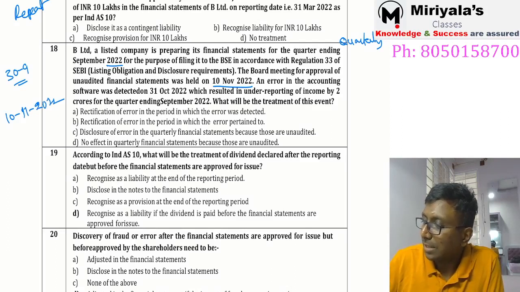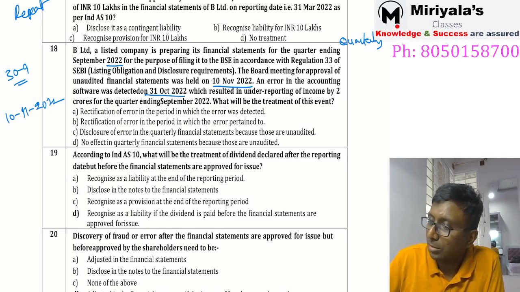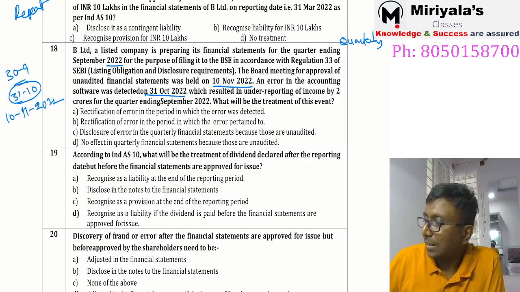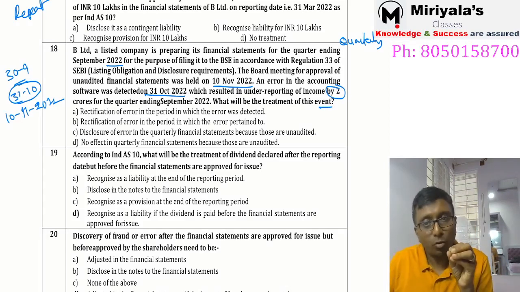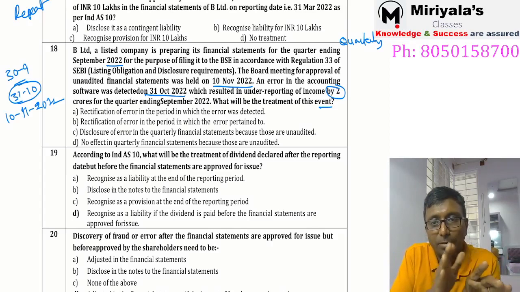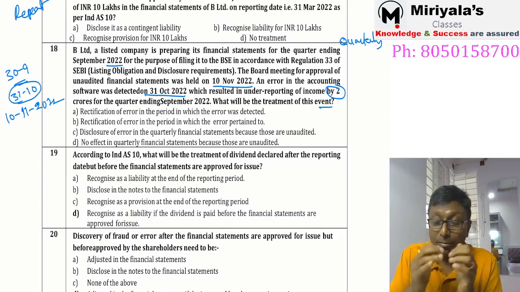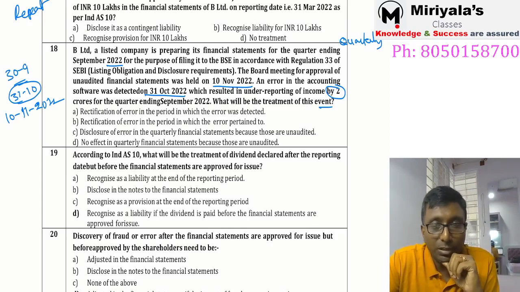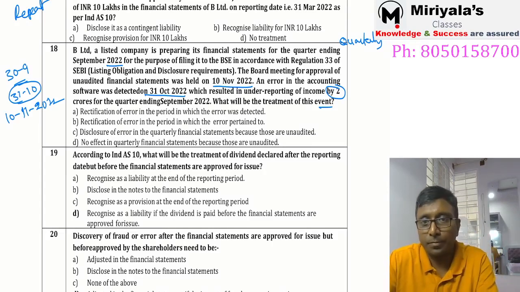An error in the financial statements was detected on 31st October. So 31st October means that is before the date. It resulted in under reporting of 2 crore rupees. What will be the treatment? So have you got to know that? You got to know before approval of the financial statements by the board or not? Is it after you got to know or before you got to know? Obviously, before only you got to know.